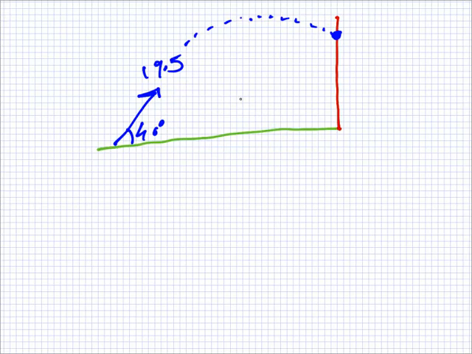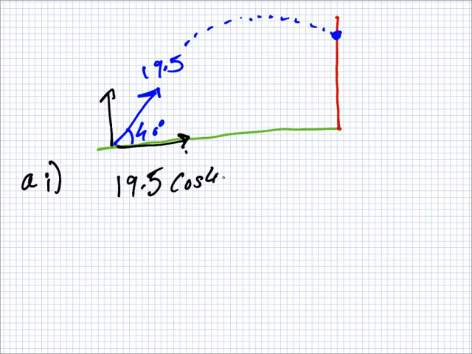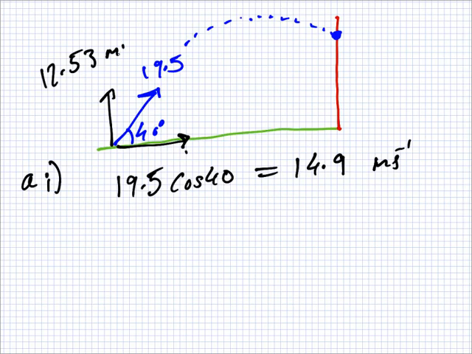Right, so the first question is dead easy. It's what is the horizontal, and I suppose you might as well get the vertical component here. So that's super easy. What's this part here? Cos 40. And then this one here will be sine, won't it? This is 12.53 meters per second.